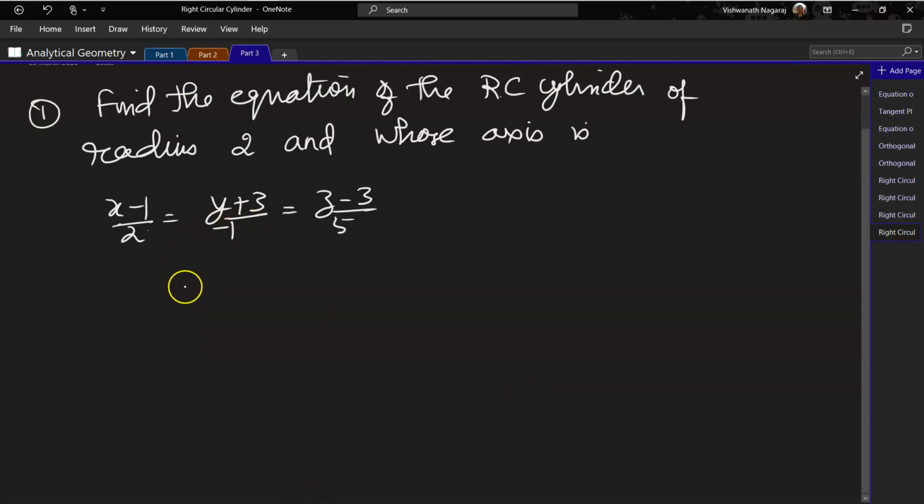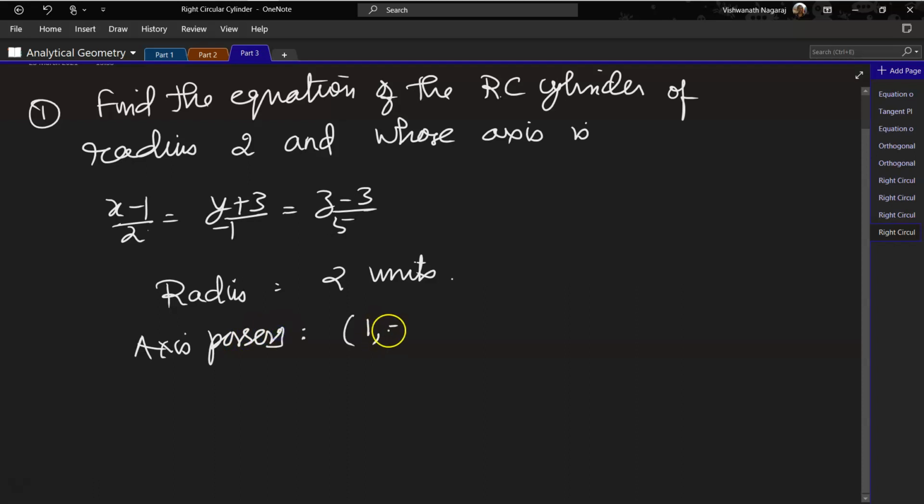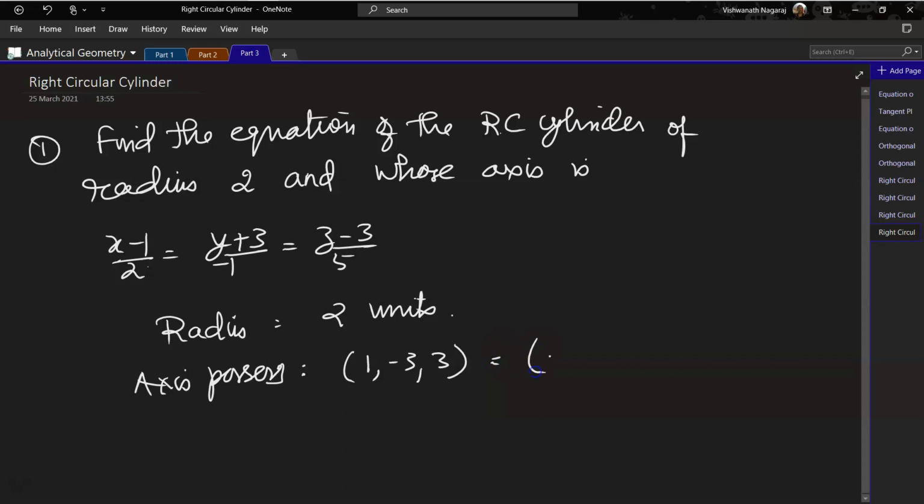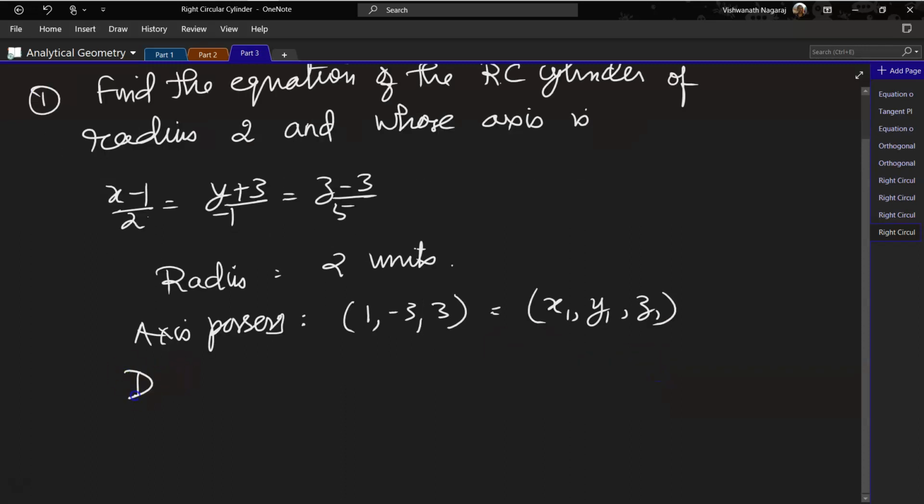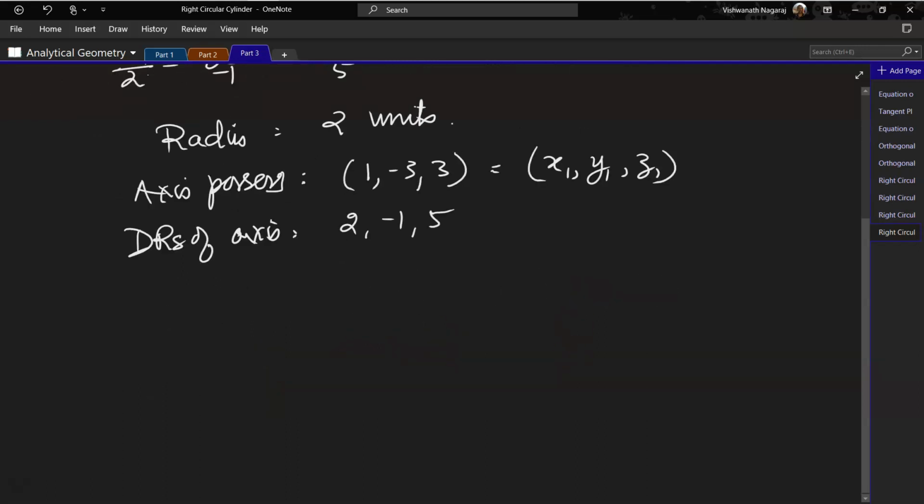Looking at this, we know that the radius is 2 units, and looking at the equation of the line, we know that the axis passes through (1, minus 3, 3). Let us say this is (x1, y1, z1). We also know that the direction ratios of the axis are 2, minus 1, 5. So given this, we know how to figure out the equation, isn't it?